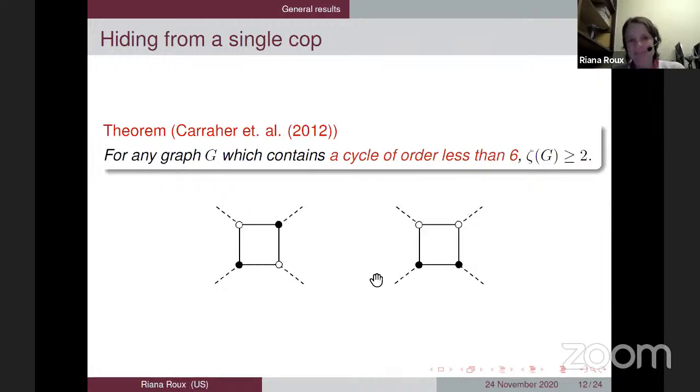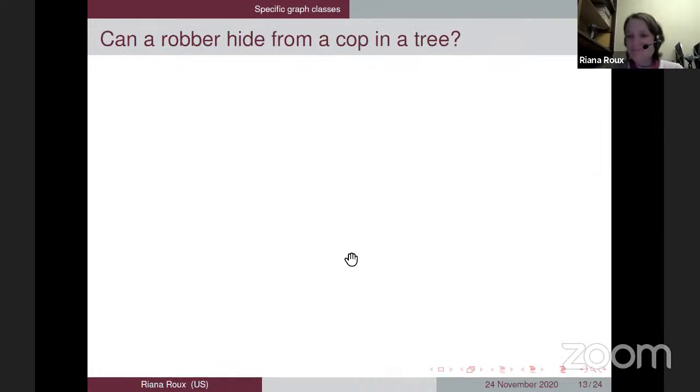So from here, these are my general results. I want to move on to specific graph classes. And there are some really nice results. I always think, if I talk to my students about tackling a problem in graph theory, you look at the problem and find some nice, easy general results, and then you try and avoid cycles for the life of you. You just don't want to touch a cycle first. So you have to go to a tree. So my question here is, can a robber hide from a cop in a tree?